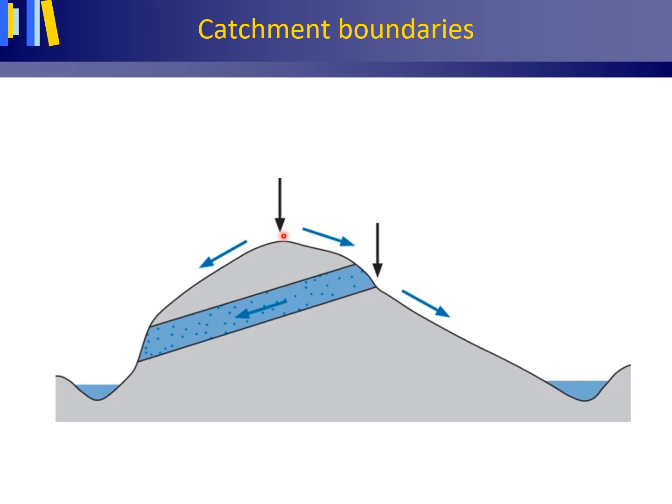Also, ideally, you would like your catchment to have a sealed surface at the bottom so that there is no leakage of water out of your system, and the only location where water is leaving your system is the outlet point of your catchment.